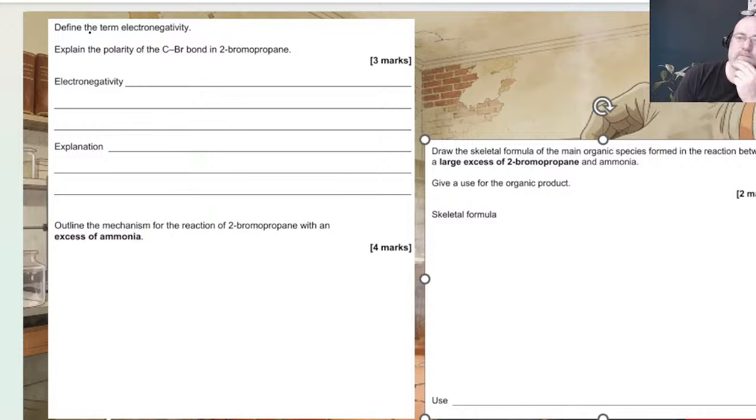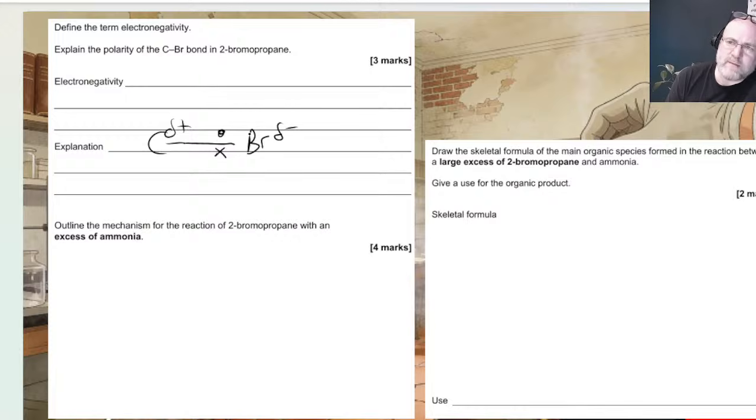Define the term electronegativity. The ability to withdraw a pair of electrons within a covalent bond, something along those lines. And what is the explanation? Explain the polarity, define the term electronegativity, and then explain the electronegativity in C-Br. Br is more electronegative than carbon, so the carbon becomes delta positive. So you've got delta positive carbon, delta negative Br. The pair of electrons in a covalent bond are withdrawn towards this species because it's more electronegative.